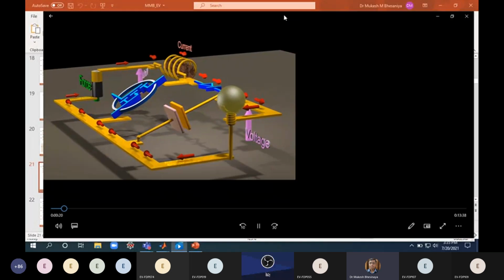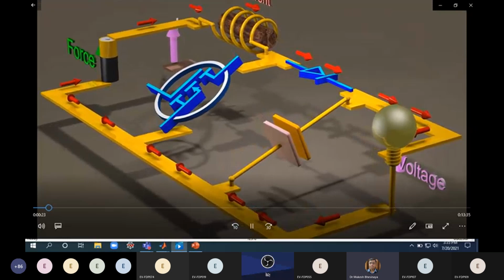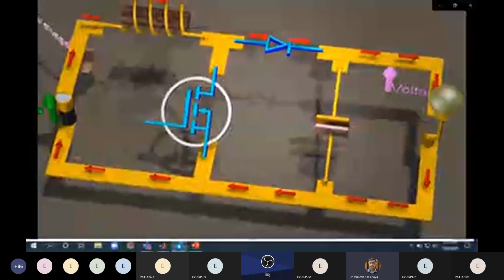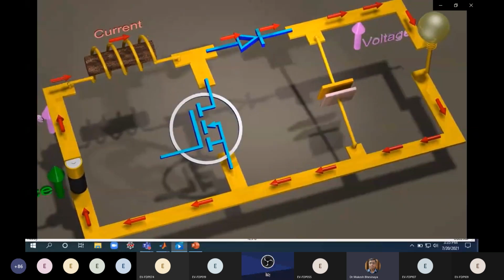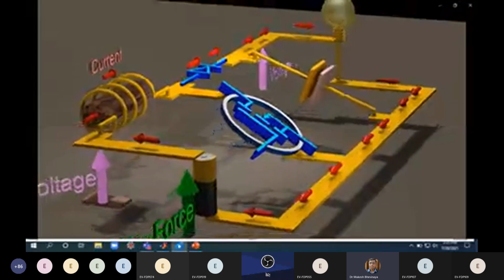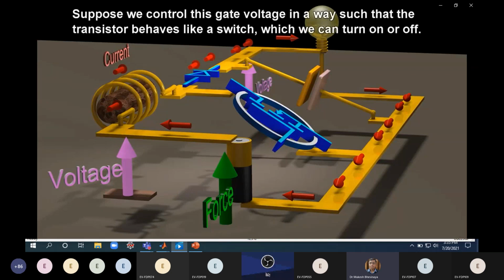We also have a device to which we have to deliver power, a light bulb. The connection to the gate of the transistor is not shown, but this is a voltage that we control. Suppose we control this gate voltage in a way such that the transistor behaves like a switch, which we can turn on or off.